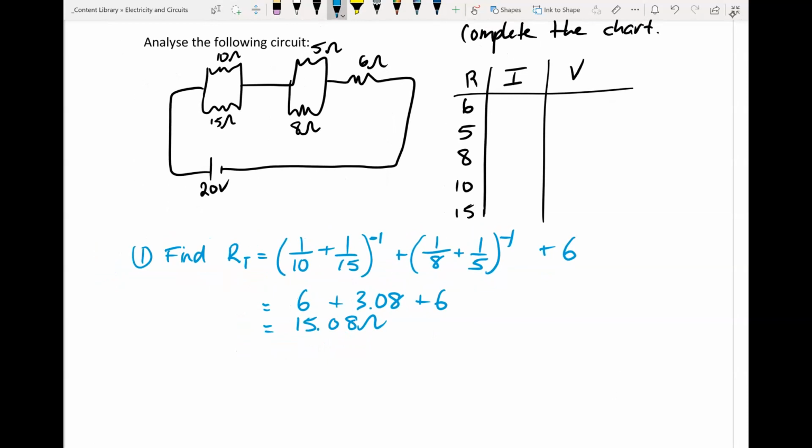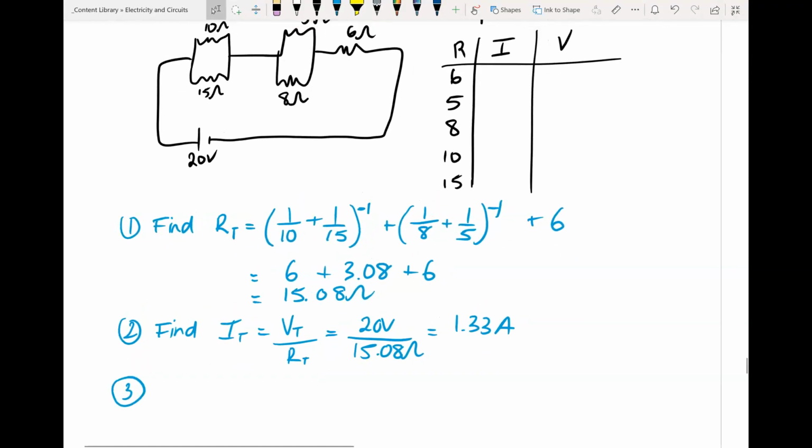The other thing we can find is the total current, which is calculated as potential difference total over the resistance total. So our energy source, the potential difference, is 20 volts. And we just found RT, which is 15.08 ohms. So then the total current is 1.33 amps.